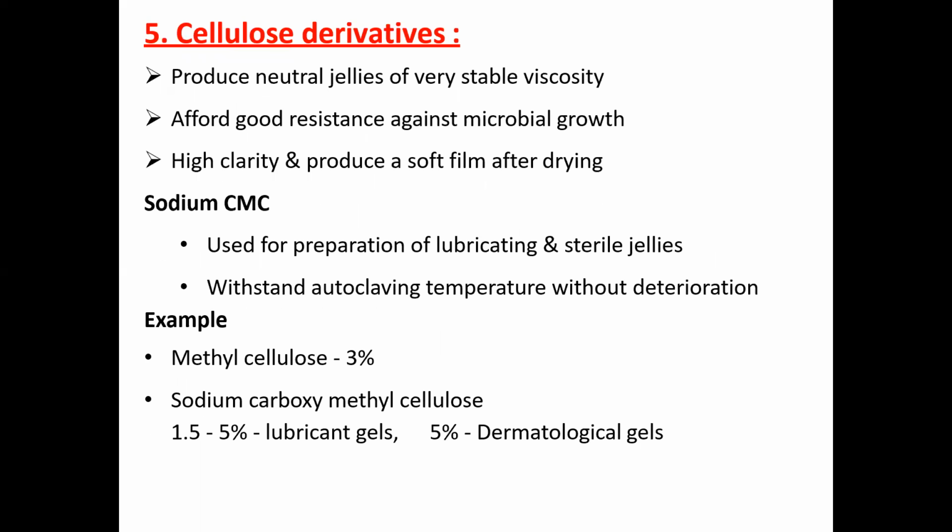Next gelling agent, that is cellulose derivative. They produce neutral jellies with very stable viscosity. The jellies formulated from cellulose derivatives produce neutral jellies with very stable viscosity. They afford good resistance against microbial growth. The cellulose derivatives have high clarity, and they produce a soft film after drying.